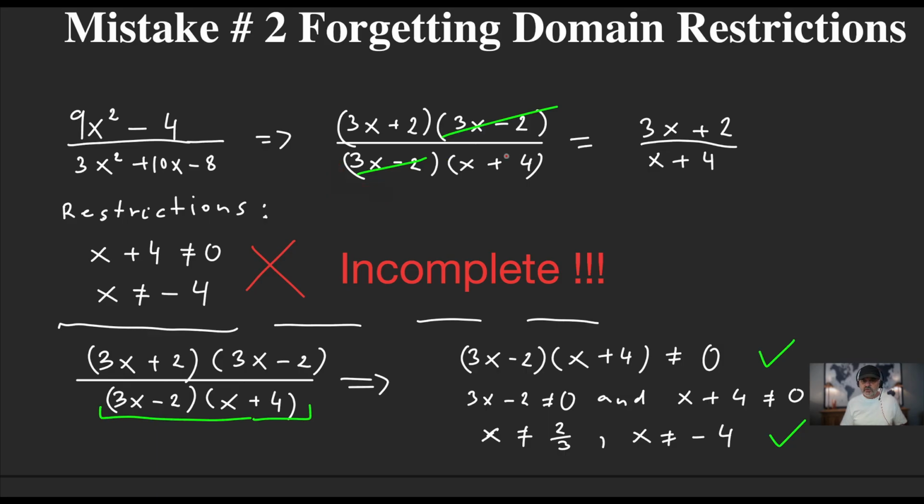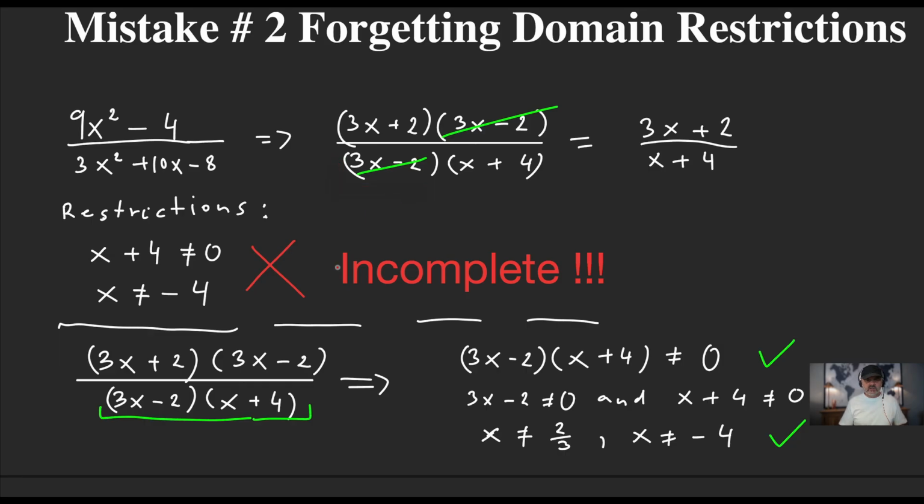And when you do, and then you say now it's restriction time, this is too late. This is incomplete. To solve the restrictions at this point is already wrong because you're missing the 3x minus 2 term. You have already canceled that. So let's correct that mistake.